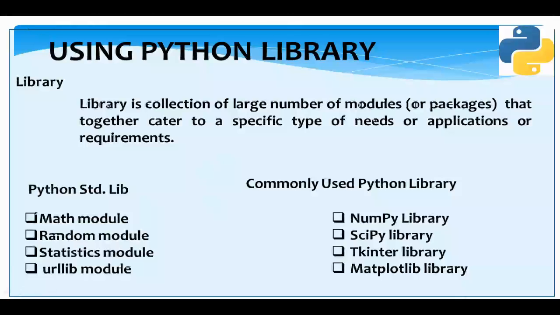So we have come to a basic definition: a library is a collection of modules that together cater to a specific type of needs, applications or requirements. In Python, there are libraries which are automatically installed at the time of Python installation. These are called the Python standard library, which contains various modules. For example, the math module, random module, statistics module and urllib module are already available in your Python when you install it. These modules perform various types of calculations and work according to our requirements.